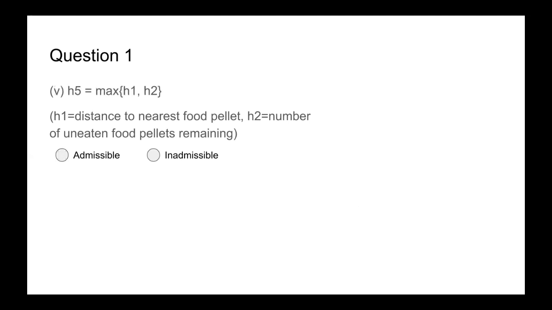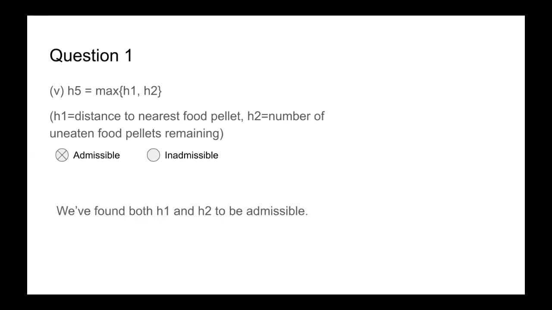Finally, H5 is the maximum of H1 and H2. And similar to the reasoning that we did for the previous heuristic, we can see that H5 is also admissible because H1 and H2 are both admissible.